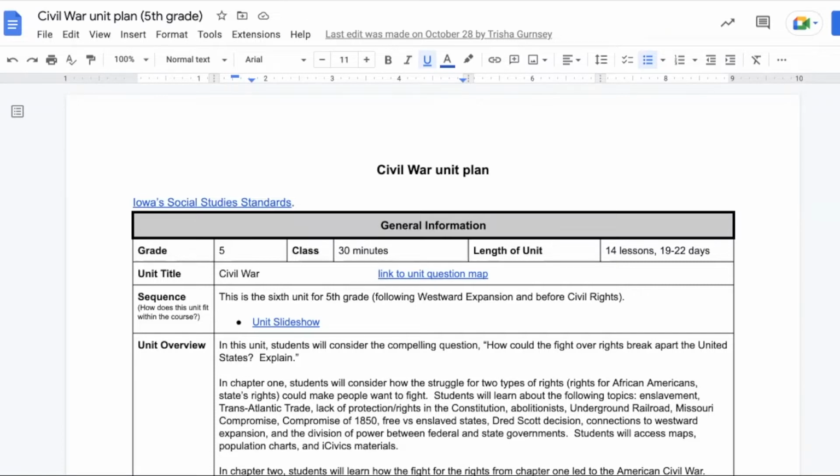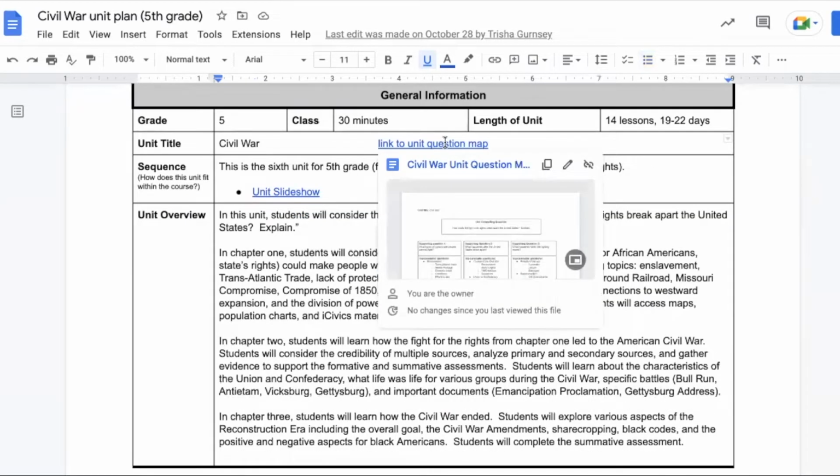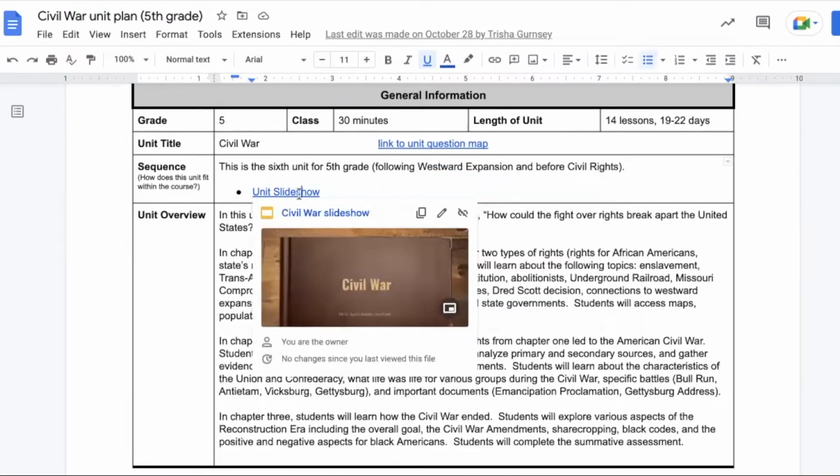There are 14 lessons in this plan and should take between 19 and 22 days to complete. There's a unit question map that you can access if you would like to see the breakdown of the unit, as well as a slideshow that helps you move through instruction.